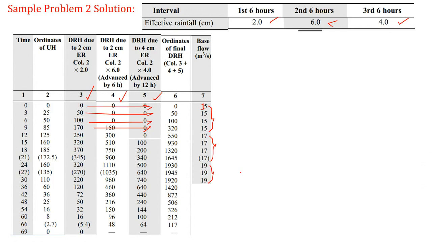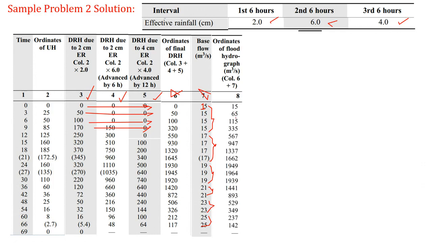And then, another 12 hours, sa 36, magiging 21. And then, another 12 hours, papuntang 48 mark. Dadagdagan ulit ng 2. And then after 48, that's plus 12. So that is 60. So plus 2 ulit. So para malaman natin yung flood hydrograph, ipa-plus natin yung final DRH sa base flow.